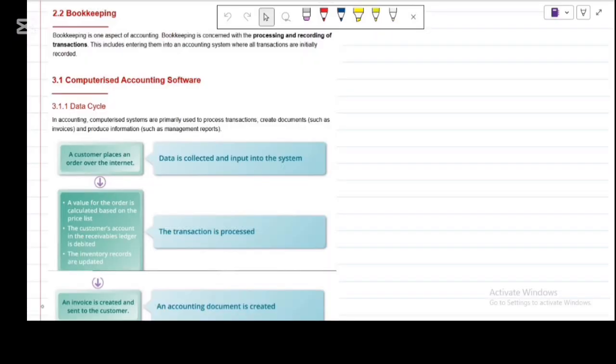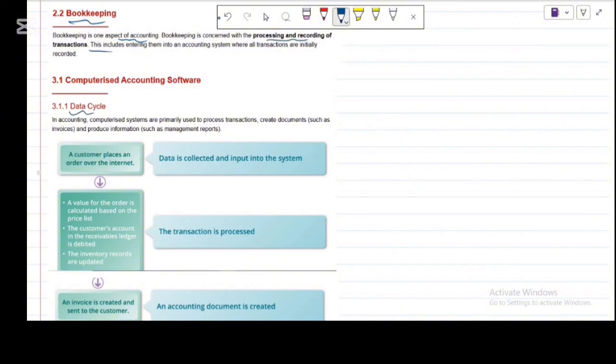Okay, now you see here, this is actually the content that has been produced by the ACCA. What is bookkeeping? Bookkeeping is one aspect of accounting, and accounting is concerned with processing and recording the transactions. We have discussed all these in a bit of detail.